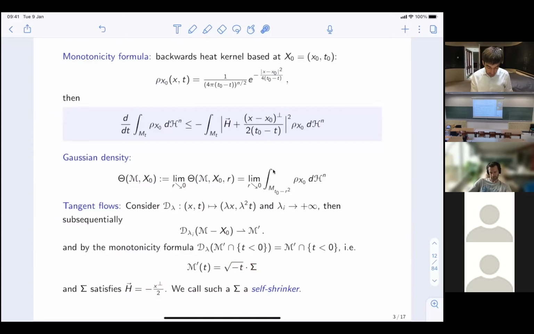So these are sort of these models for singularities. And we had seen in the lectures that they don't need to be smooth necessarily. They can also be singular, for example, the union of two planes which intersect each other. It's singular, but it would still be an example of a tangent flow.